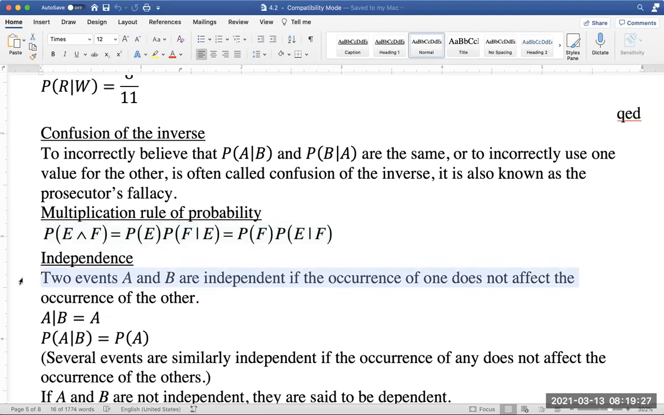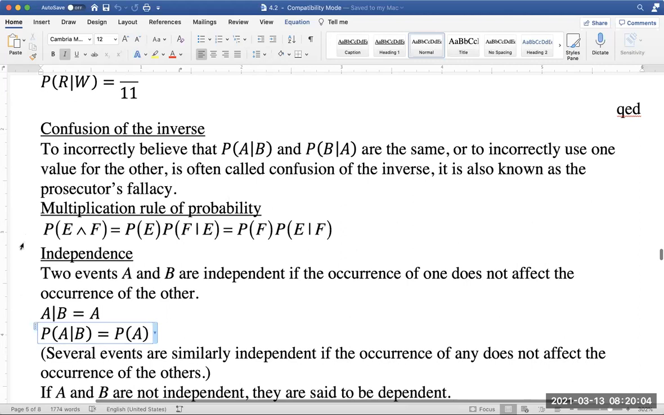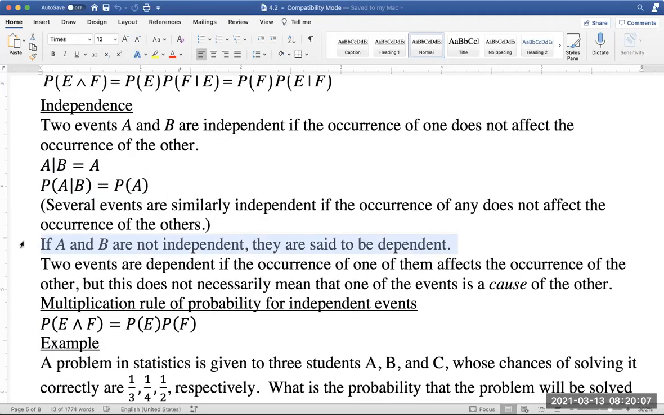Two events, A and B, are independent if the occurrence of one does not affect the occurrence of the other. So in this case, if A given B is equal to A, then A and B are independent events. Similarly, the probability of A given B is therefore the probability of A. So you don't have to worry about conditional probability. If the two events, A and B, are not independent, they're said to be dependent.